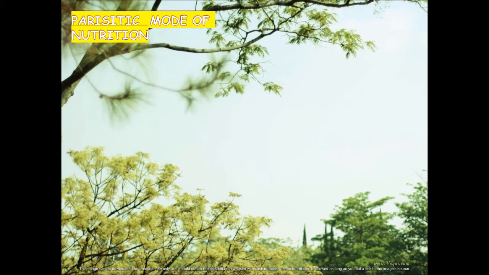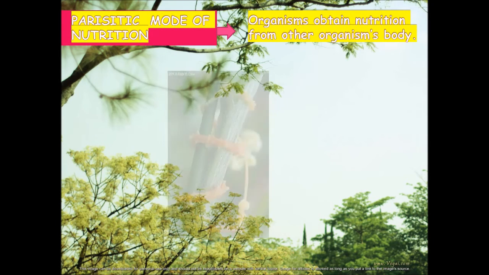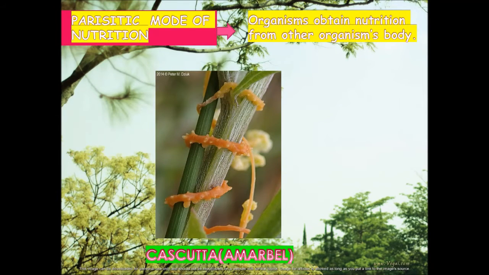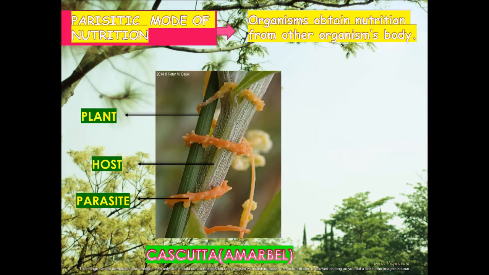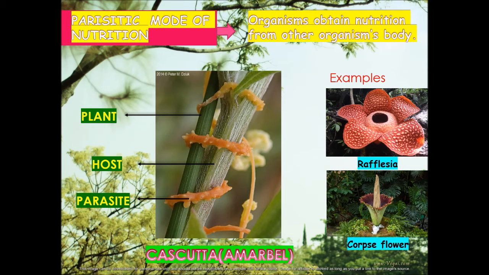Let's learn about the parasitic mode of nutrition. The mode of nutrition in which organisms obtain nutrition from other organisms' body is called parasitic mode of nutrition. Let's look at this plant, Cuscuta. Locally, it is called amarbel. This plant grows on other plants for nutrition. Such plants are called parasites, and the plant on which it grows is called the host plant. The other examples of parasites are Rafflesia, corpse flower, etc.